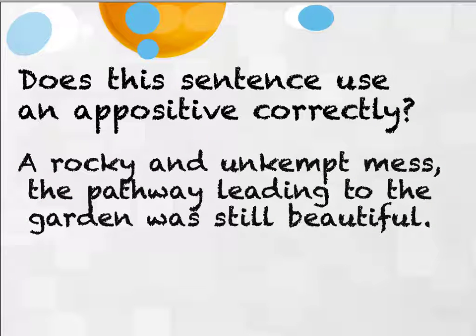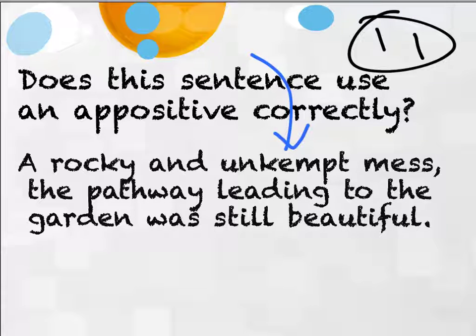All right, really quick, I want you to pause the video and decide, does this sentence use an appositive correctly? All right, hopefully you took a moment to pause. If you don't know the word unkempt, that kind of means disorganized or messy, so I'll put that here. If you said yes, you are correct again. It follows all 4 rules.